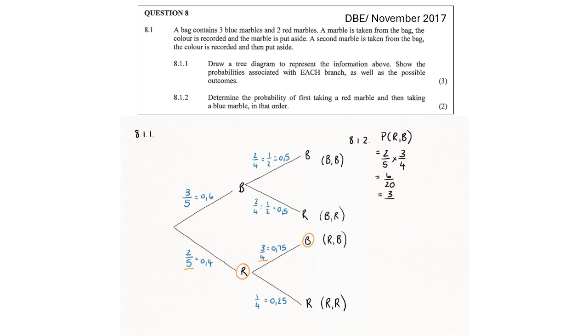This question counted 2 marks. You get 1 mark for 2 over 5 times 3 over 4 and 1 mark for 3 over 10.